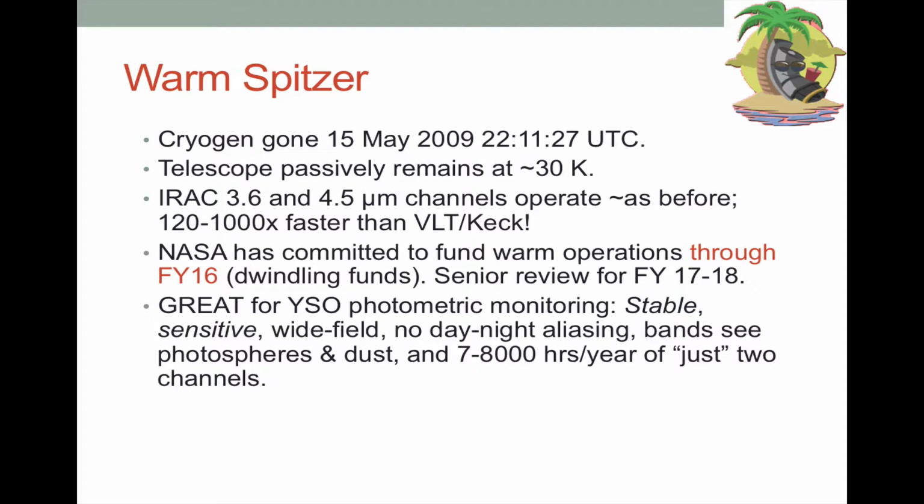A lot of ground-based monitoring programs have to deal with the fact that the sun comes up every day, so it's very difficult to get continuous long cadence observations, but from space you don't have that kind of issue. And at 3.5 and 4.5 microns, we're sensitive to both the photospheres of the young stars as well as the dust. And moreover, Spitzer is super efficient. There are 7,000 to 8,000 hours per year of science to be done with Spitzer.